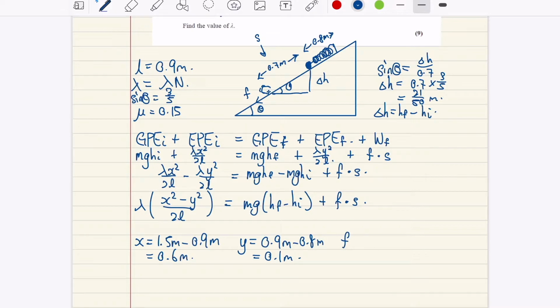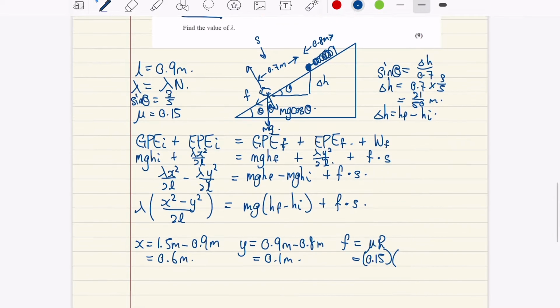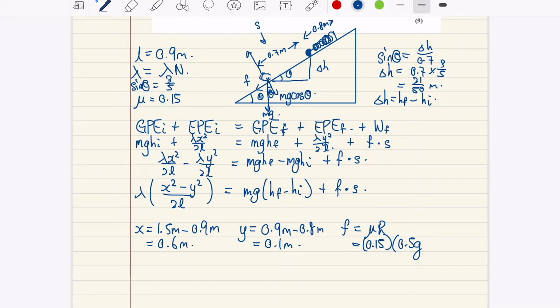So for the friction, it will be mu R, and mu is 0.15, right? And R is the reaction force. To find the reaction force, we need to know the component which is opposite to the reaction force, and this force can be found by using weight. And since we know this is theta, we can resolve this into mg cos theta. So it will be 0.5 g. And what is cos theta?